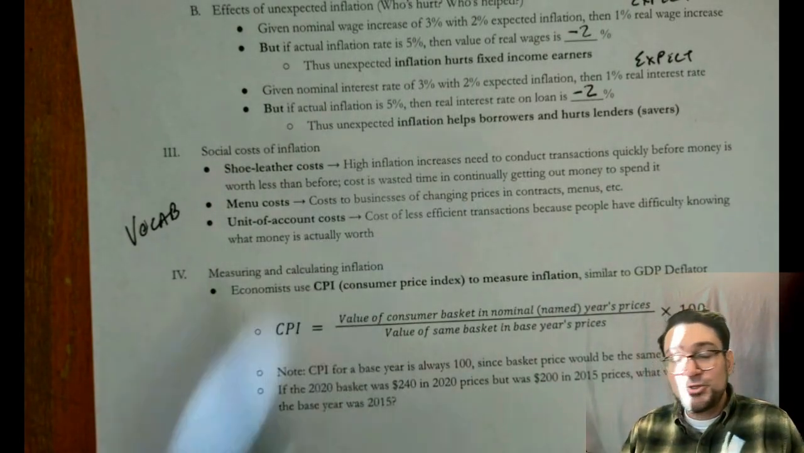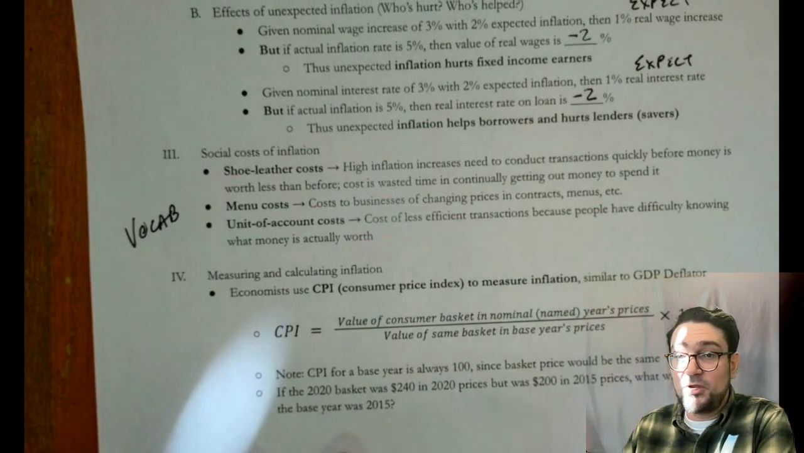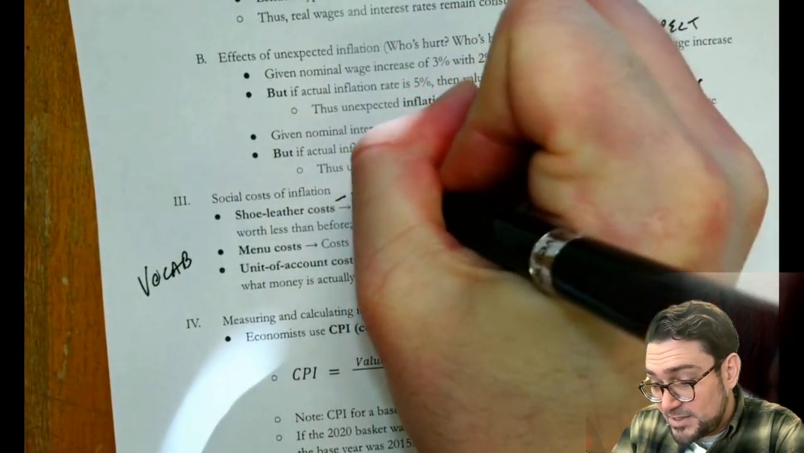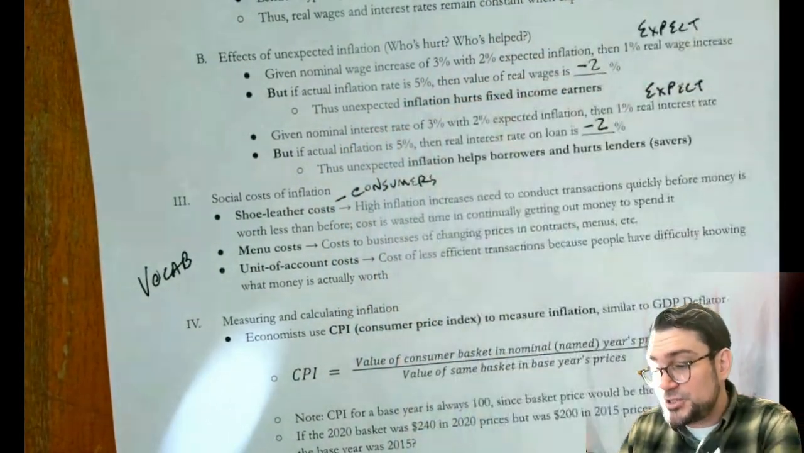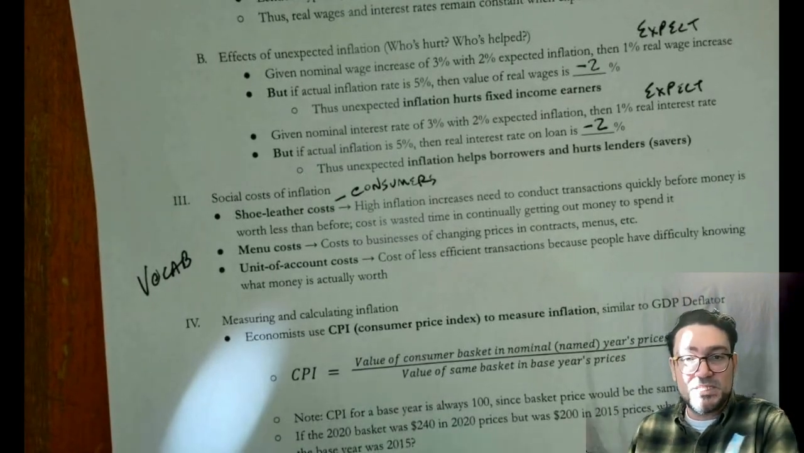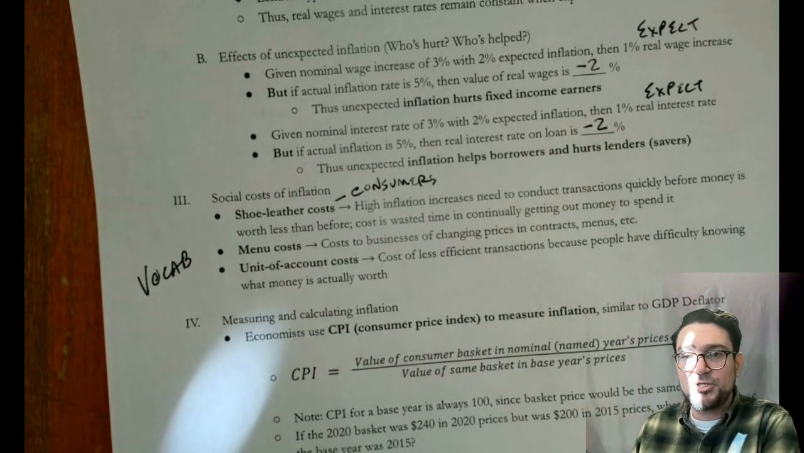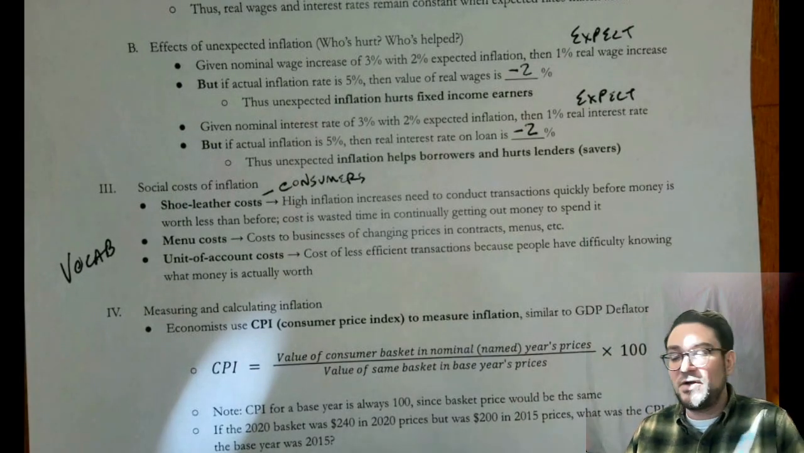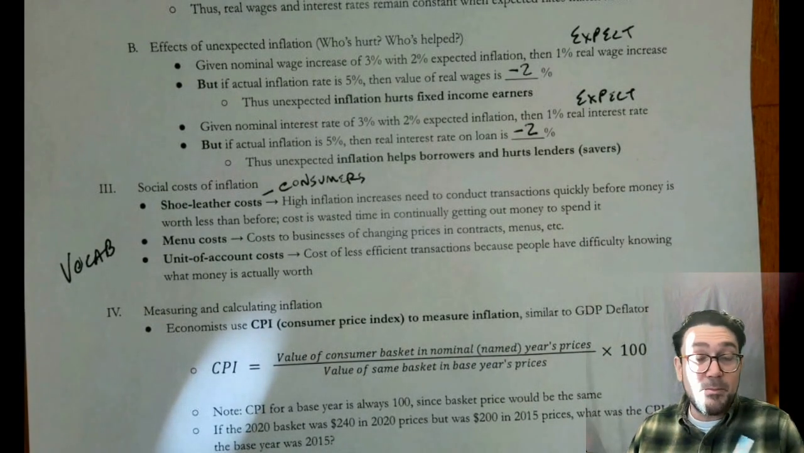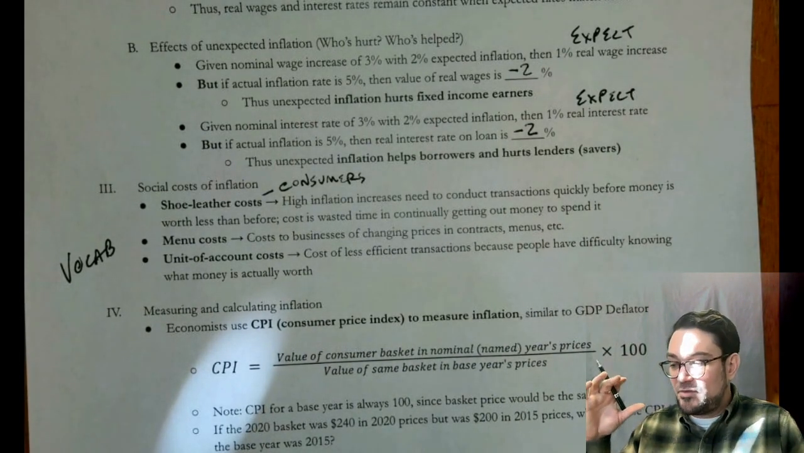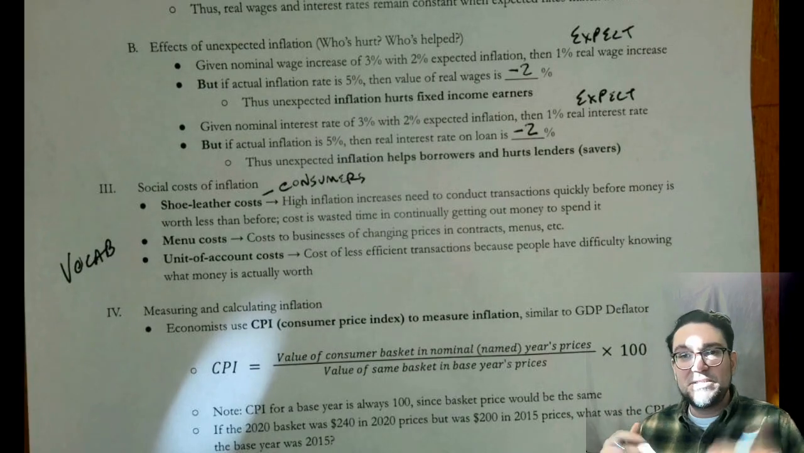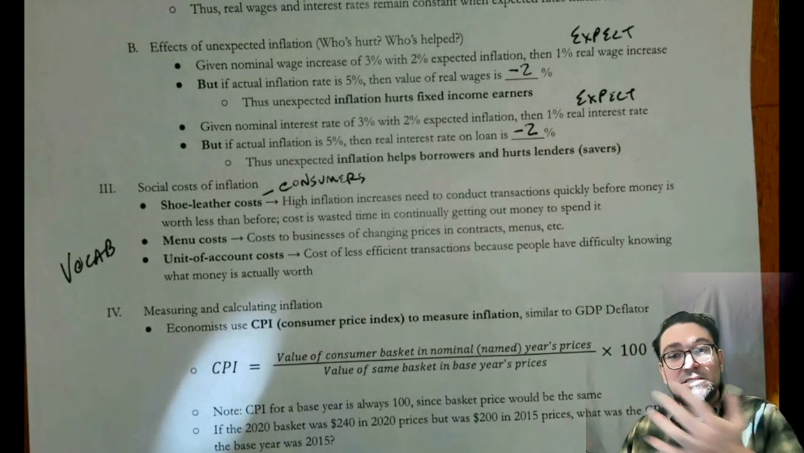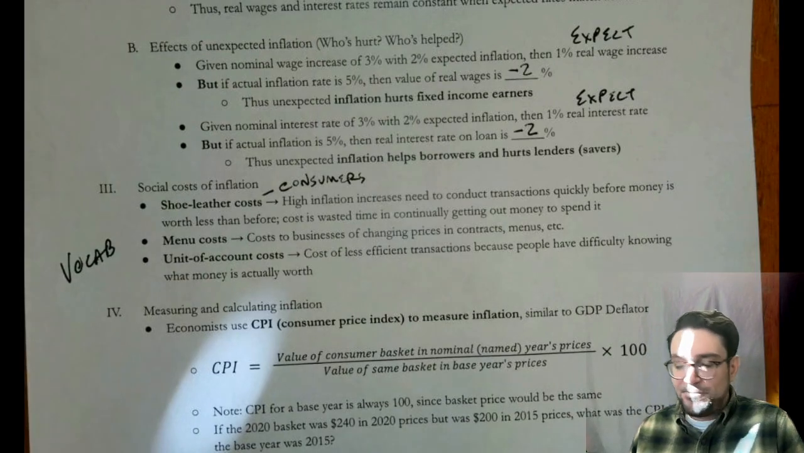And in short, shoe leather costs are the cost to consumers. Consumers bear a cost in inflation because they have to run around and do transactions before their money is not worth very much. They literally wear out the leather in their shoes, that's where the name comes from, having to run around and get money out of the bank. They have to run out and purchase things, and they have to do these transactions really quickly because their money is losing its value. And the more inflation there is, the bigger that shoe leather cost is, right?